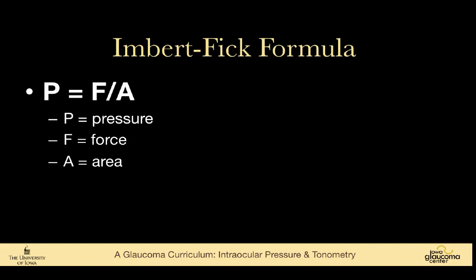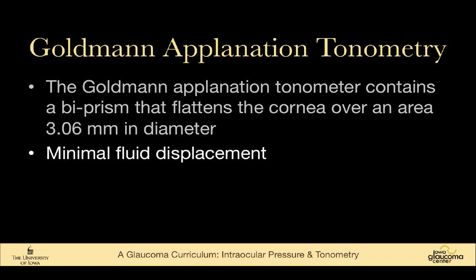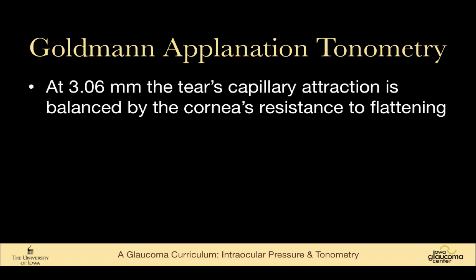And this is the Imbert-Fick formula. Pressure is force divided by area. The Goldmann applanation tonometer contains a biprism that flattens a cornea over an area of 3.06 millimeters in diameter. There's very little fluid displacement within the eye when the tonometry is being performed.